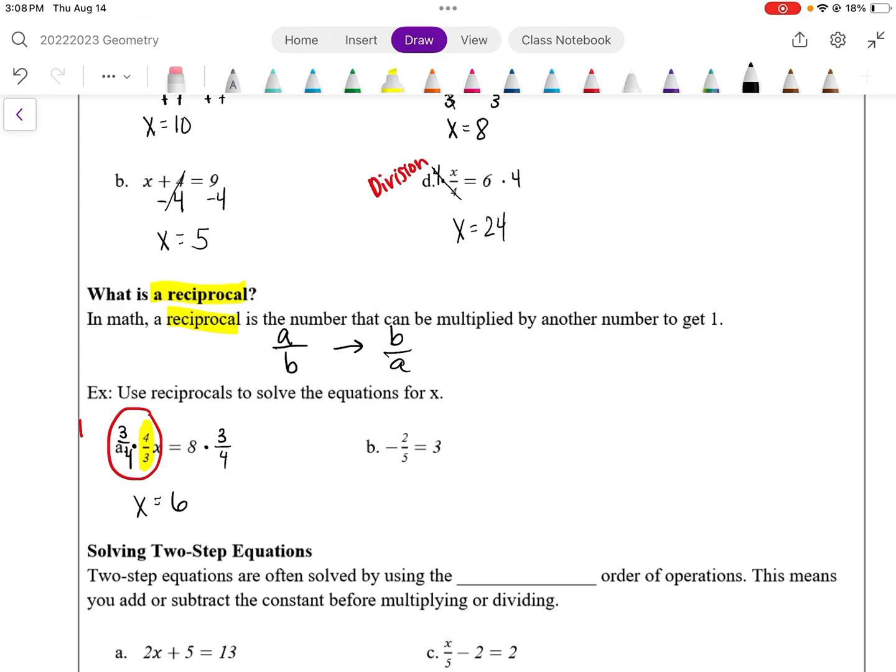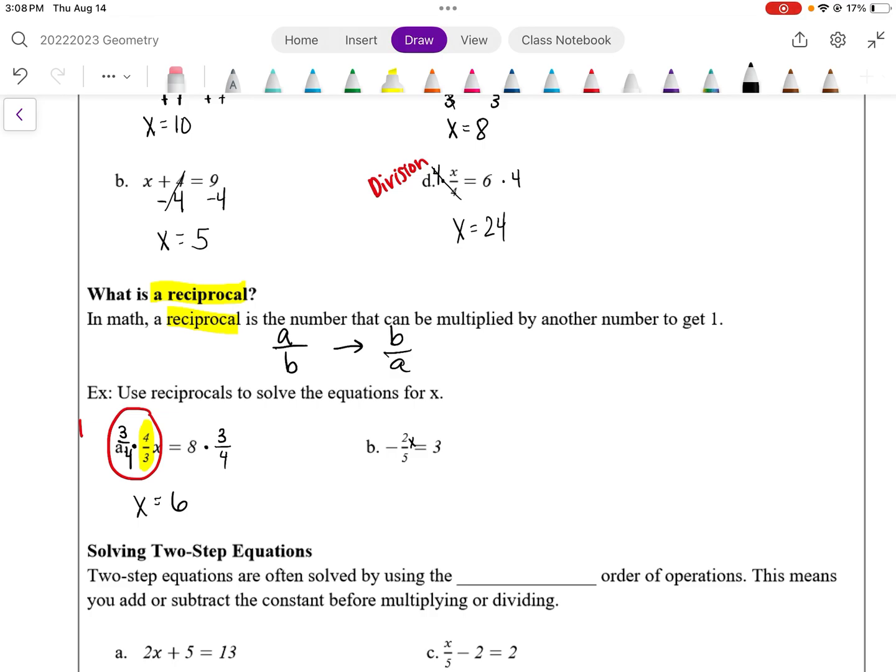All right. Example B. Now I have a negative 2/5. Oops, this is missing its x. I just realized that. Add an x in there. Maybe I can go back and fix that typo before the copies come in. But if you don't have an x, I want you to add an x there. That's a typo. We have negative 2/5 x.